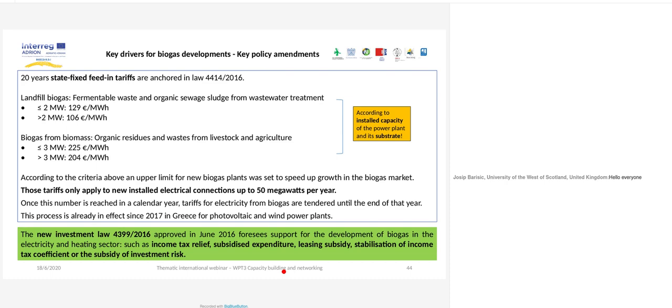And now we are going further to the new investment law, another policy amendment, which is a driver for the biogas development. It is also in effect from June 2016, and it foresees a support for the development of biogas in the form of income tax reliefs, subsidized expenditures, leasing subsidies, etc. And it is referring both to electricity and heat generated.